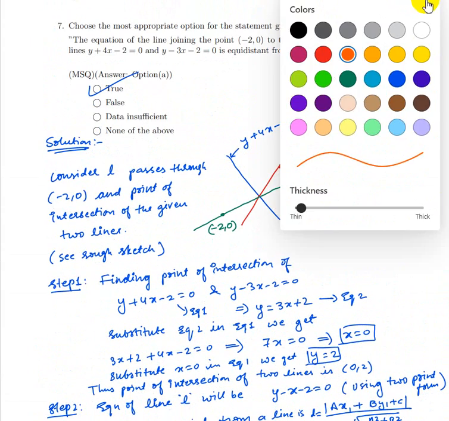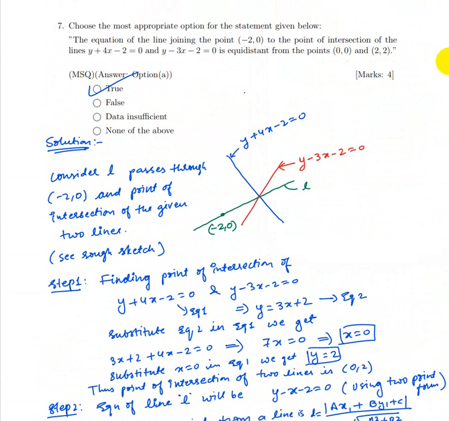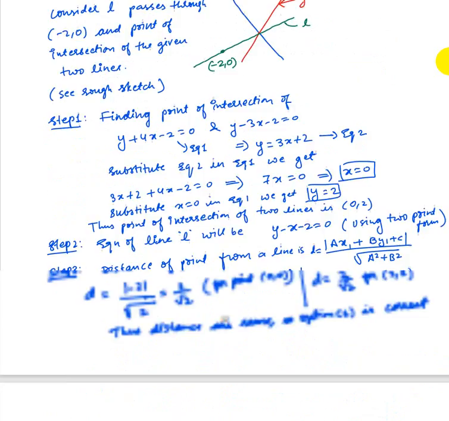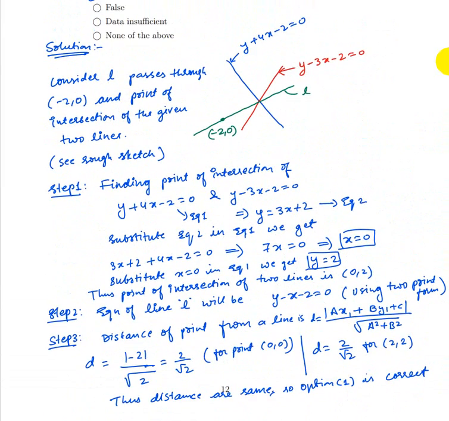So this question is a very easy one. The equation of the line joining the point minus 2, 0 to the point of intersection of the lines is equidistant from the given points. So we first have to find the intersection point of these two lines, which is found for you here.